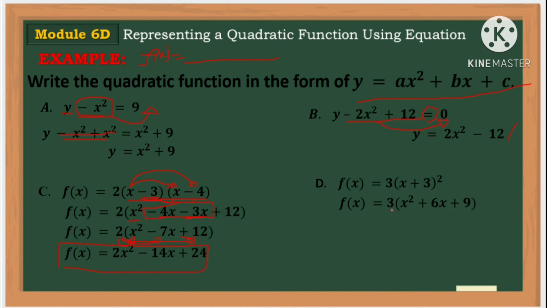So here, distributive property din, gaya ng ginawa natin dito. So 3 times x squared, 3x squared. So 3 times 6x, so that is 18x. Then 3 times 9 is equal to 27. So ito na yung function natin. Okay? Kung ito man ay y or f of x, parehas lang yan. Okay? Understood?